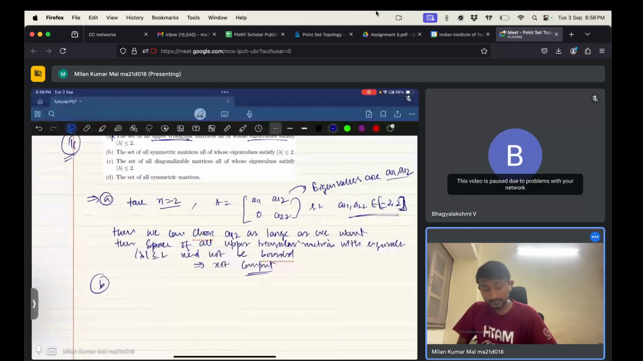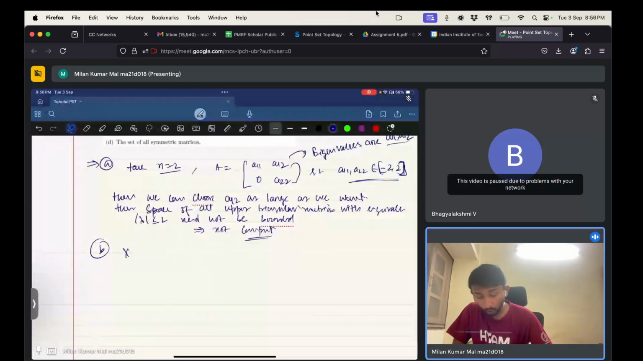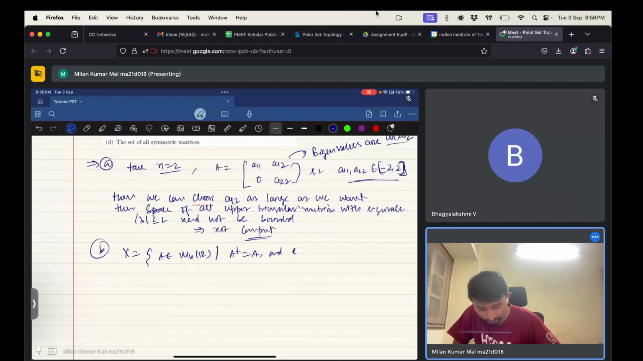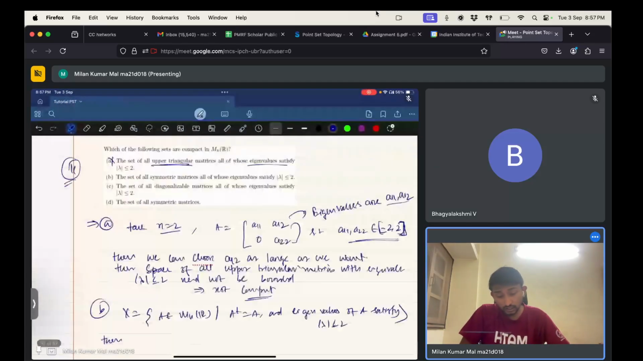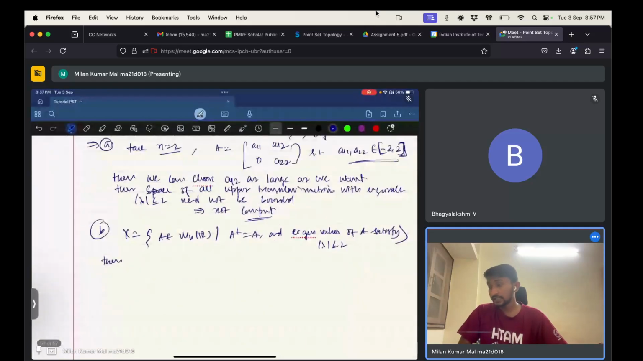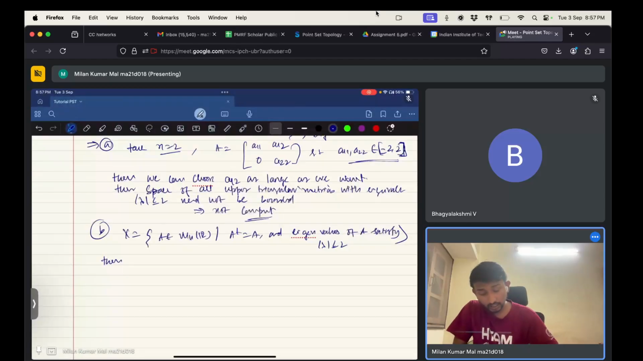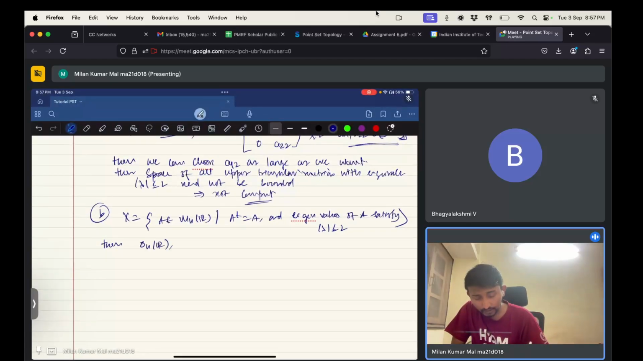Let's take B: a set X equal to all those A belonging to MnR such that A transpose is equal to A and the eigenvalues of A satisfy mod lambda less than or equal to 2. Then I have to show that this is compact. It is a similar technique to what I used earlier. So take O_n(R) and D of minus 2 to 2.